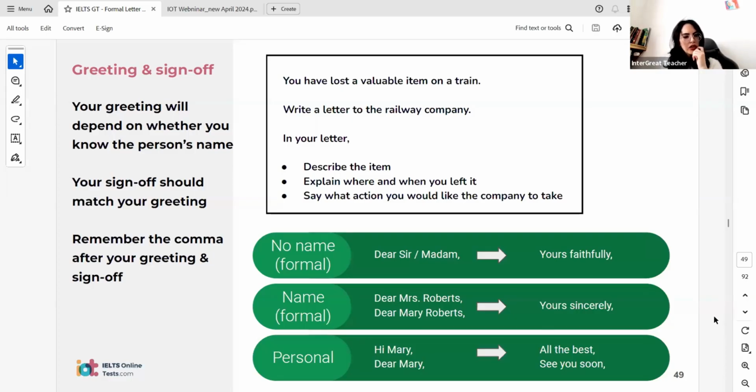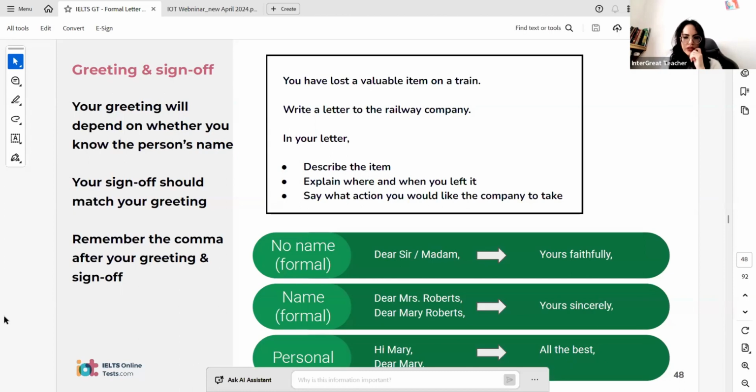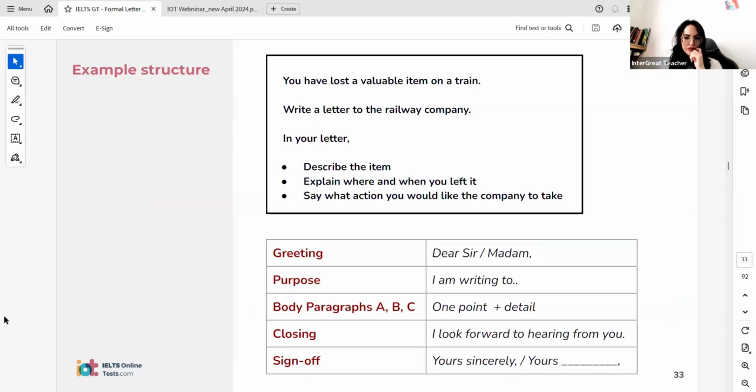Alvin, last page, you want to take a screenshot? Mm, you mean this?